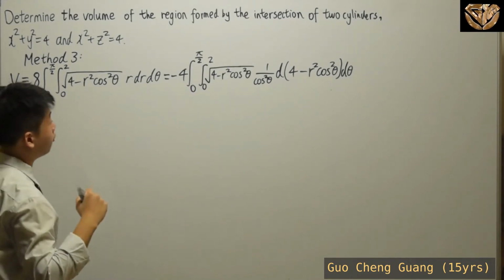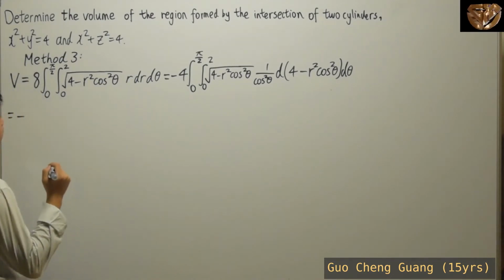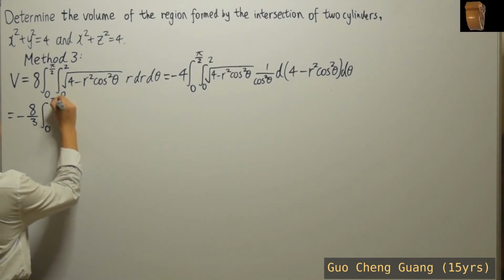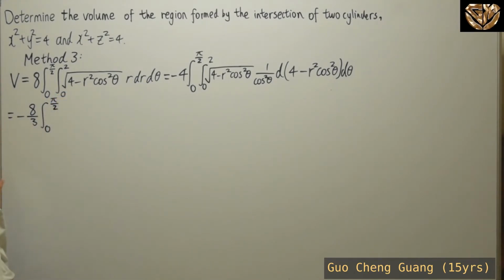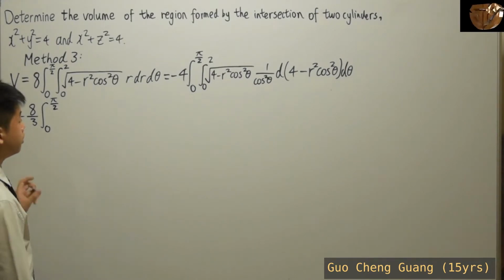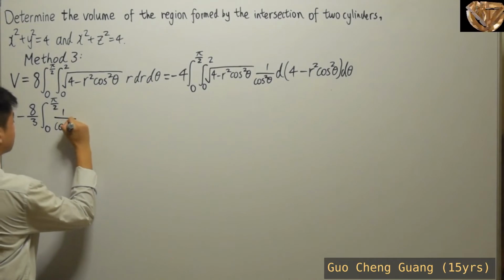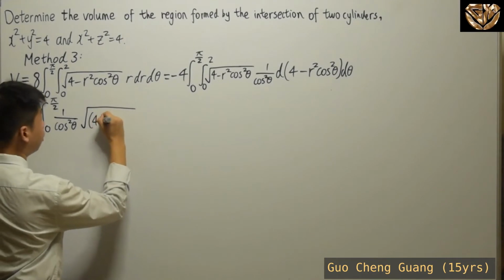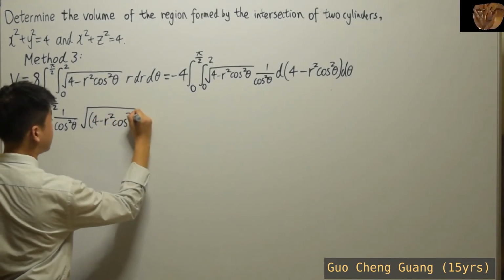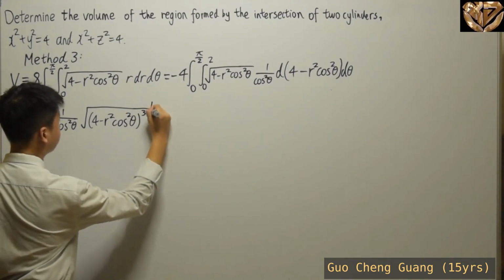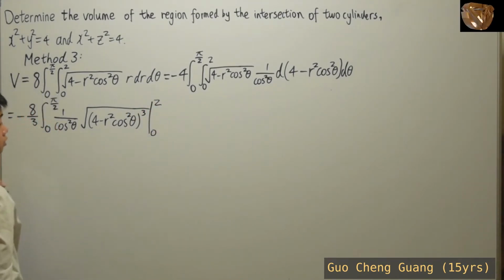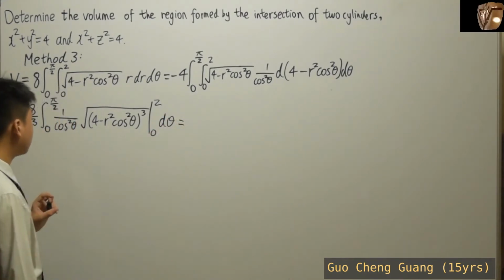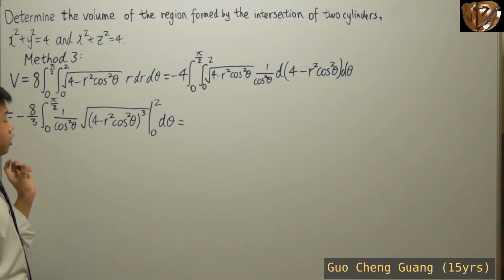Well, since this is to the power of half, you have to multiply by 2 over 3, which is now 8 over 3. Then integrate from 0 to half pi, and you are going to have, since you integrated that, 1 over cosine squared theta will stay the same. Now, square root of 4 minus r squared cosine squared theta, then cubed, and you can substitute in the values of 0 and 2, and at last d theta. Right, so this is what we are going to see.